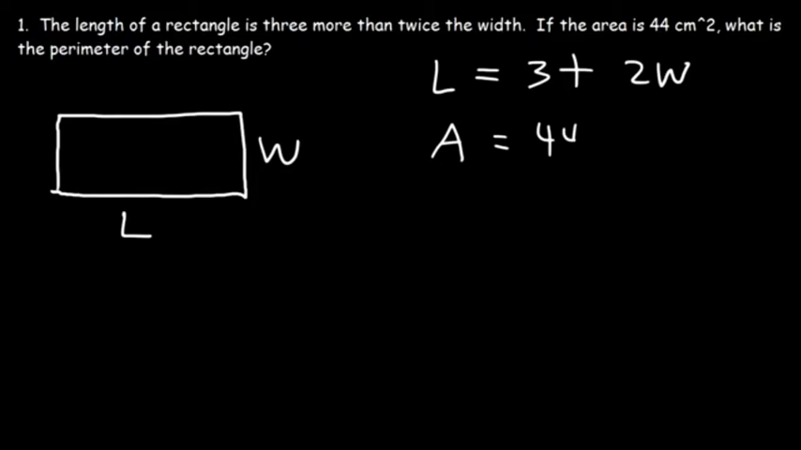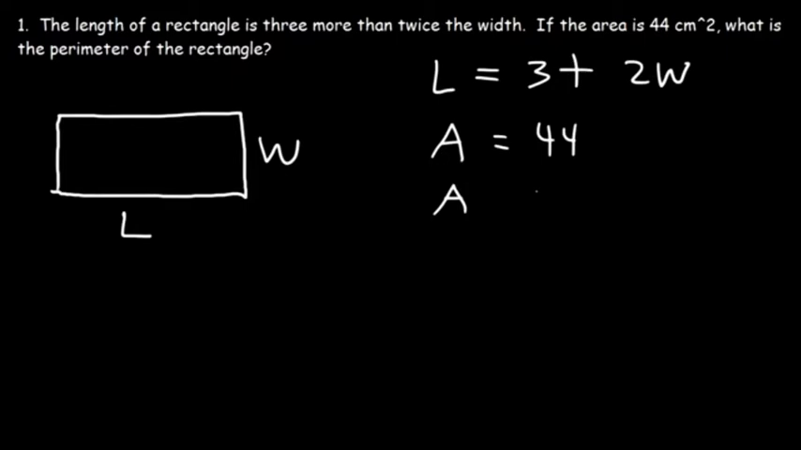If we could find the length and the width, then we could find the perimeter. The area, we know it's length times width. And what we can do, if we want to, is we can replace L with 3 plus 2W. So we can get the area equation in terms of W alone. So we got to solve this by substitution. So 3 plus 2W times W is equal to 44.